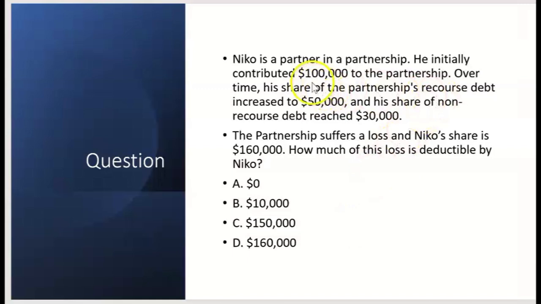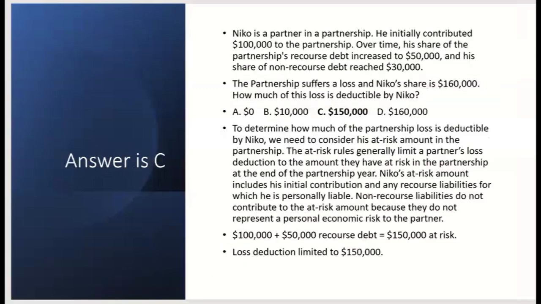So he initially contributed $100,000 to the partnership. Over time, his share of the partnership's recourse debt increased to $50,000, and his share of non-recourse debt reached $30,000. And the partnership suffered a loss, and Nico's share is $160,000. How much of this loss is deductible by Nico? And the answer is $150,000.